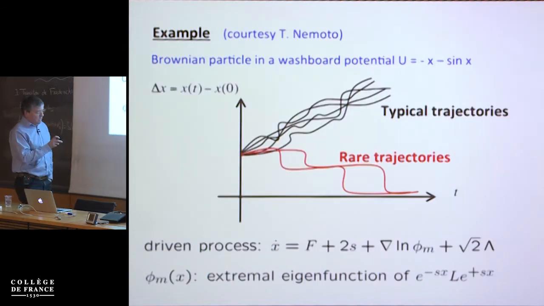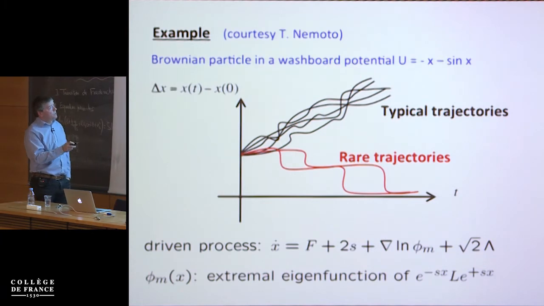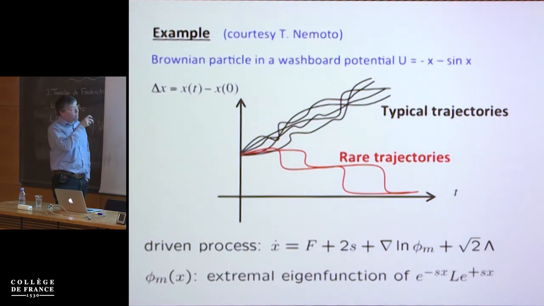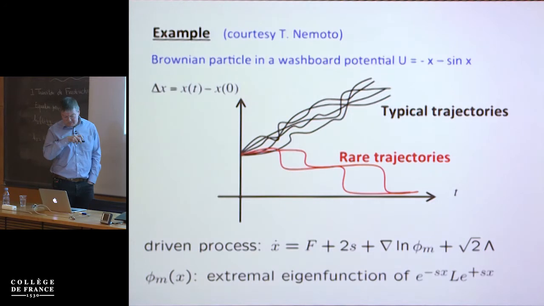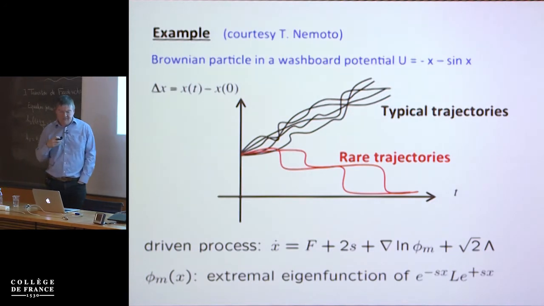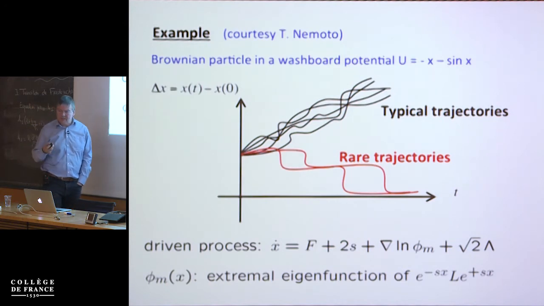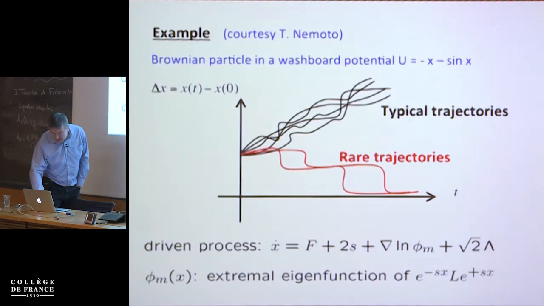Okay, so here are your typical trajectories. There are these rare ones which you have now filtered out using the bias. This is the driven process. I don't want to go into much detail here, but it involves knowing the eigenfunction of the time evolution operator for the Brownian motion, or the random motion, in that potential. And for one particle in one dimension, that's something that you might plausibly calculate. We'll see later that this raises problems for the many-body generalization of this.